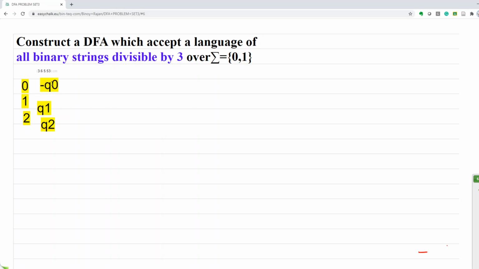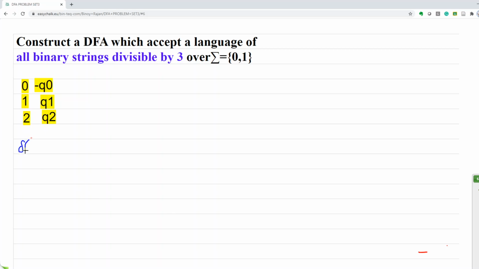Okay, so if I am getting a remainder 0, I am in the state Q0. If I am getting a remainder 1, I am in state Q1. If I am getting a remainder 2, I am in state Q2. Okay, so this is the condition. Now, how do we calculate the transition diagram? There is a formula to calculate the transition function.